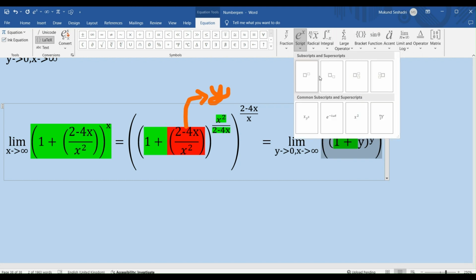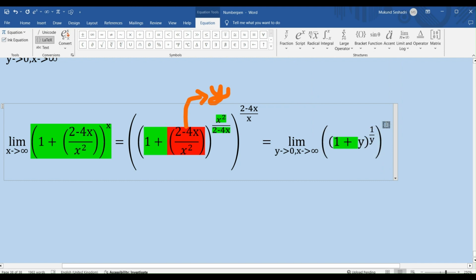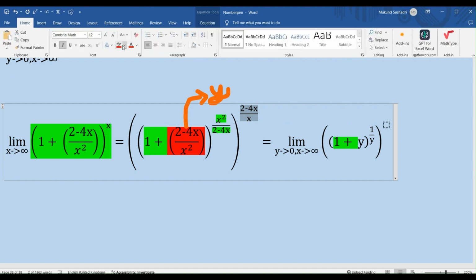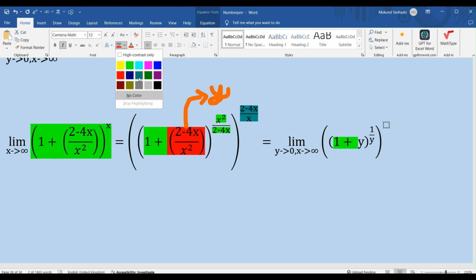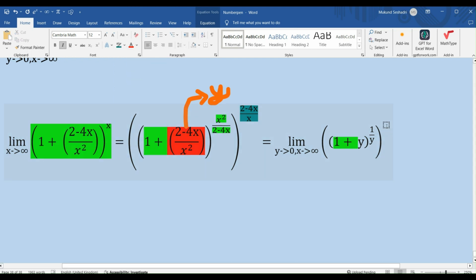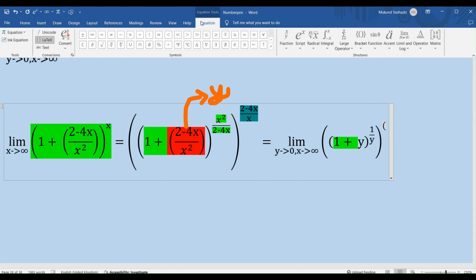So what is my 2 minus 4x divided by x, which is this part, right? Let me highlight it and let me call it by a new color. This is a very dark color, so let me pull out something light. Okay, this is not bad. So this is still 2 by x minus 4, right?